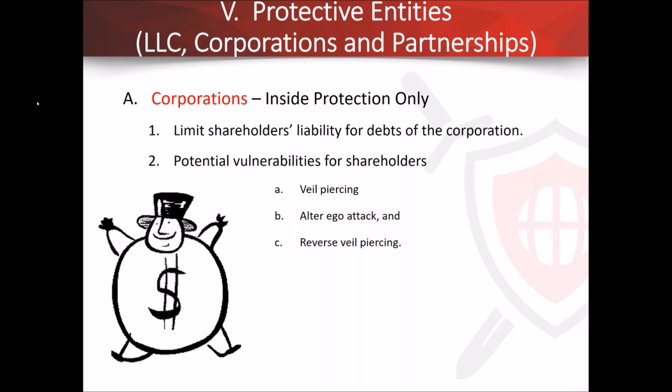Alter ego is very similar to veil piercing. It's like what it sounds. You treat the company like an alter ego of yourself. And then reverse veil piercing is what Gary talked about. That's not going through the corporation and holding the individual members responsible for the corporate debt, but the other way around. The individual has liability, and we're going to take their business interest, and corporations are subject to reverse veil piercing.